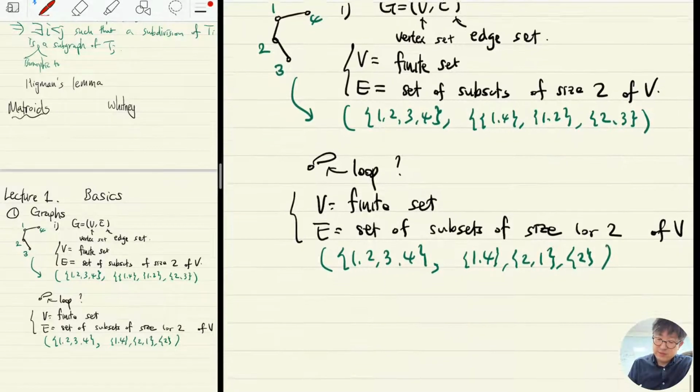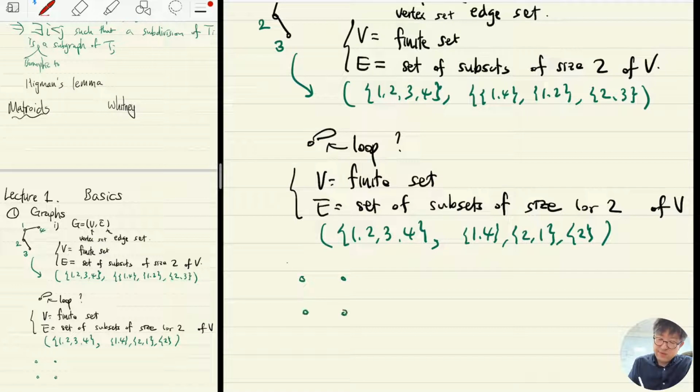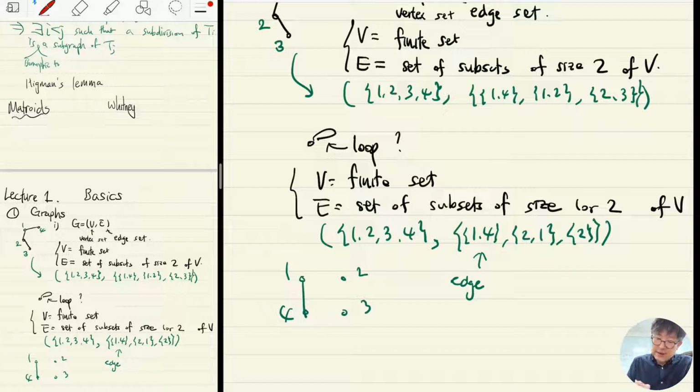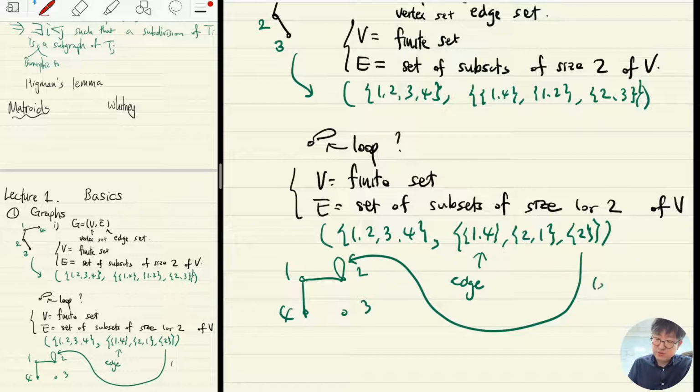So what is this? This means that you have 4 vertices, 1, 2, 3, 4, and 1 and 4 are adjacent. There's an edge. And 2 and 1 are adjacent, but 2 is also an edge with only one vertex. So that's a loop. This definition allows you to describe a little bit more, because now you can express loops.